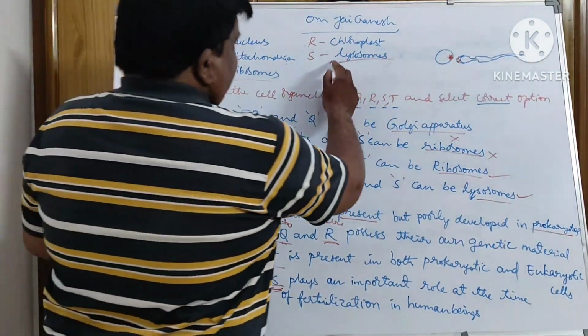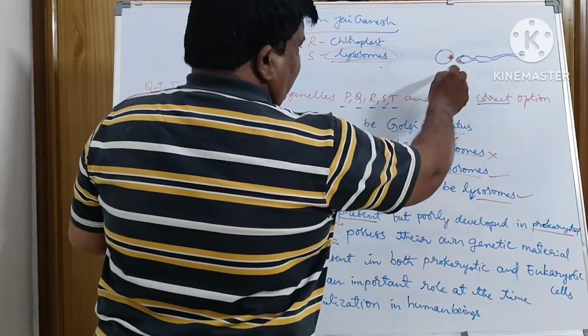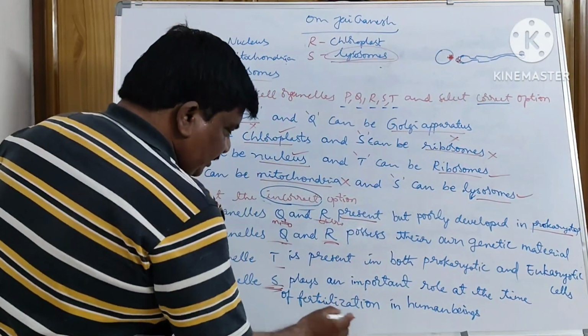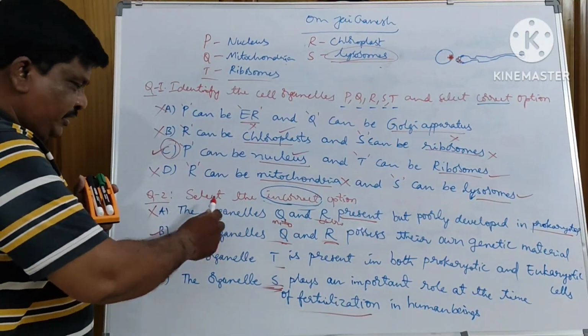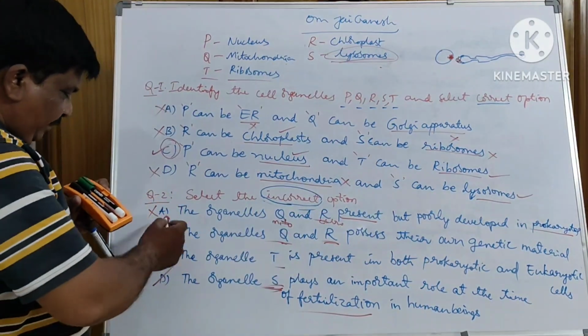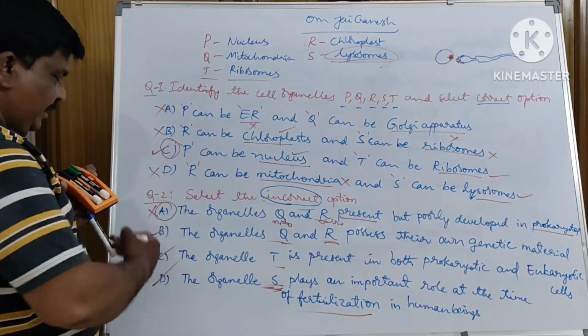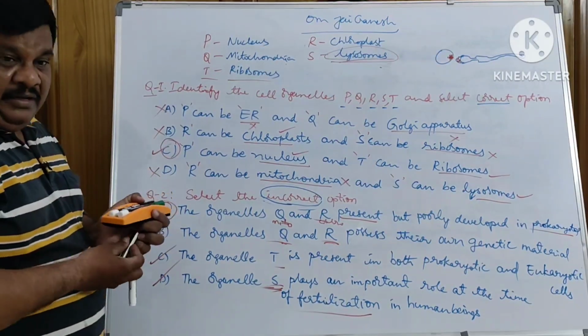So the organelle S, lysosomes, present in the head of the sperm, the acrosome, helps in the fertilization process. So this statement is also correct. According to our question, select the incorrect statement. Here B, C, D are correct, A is incorrect. So the answer is A.